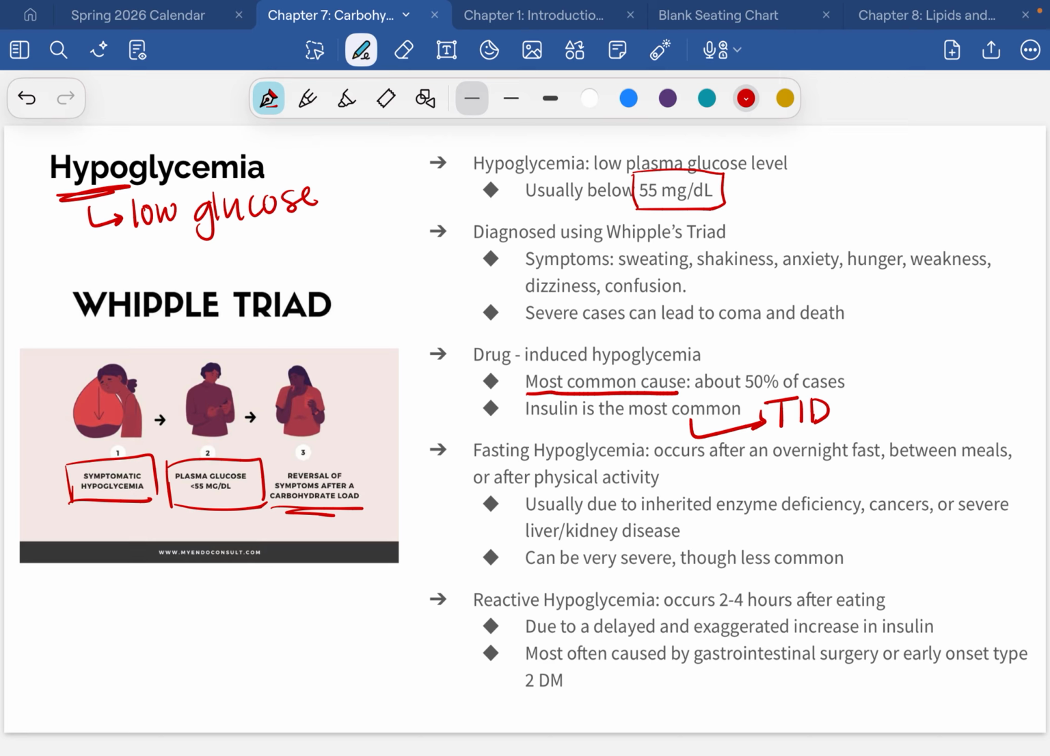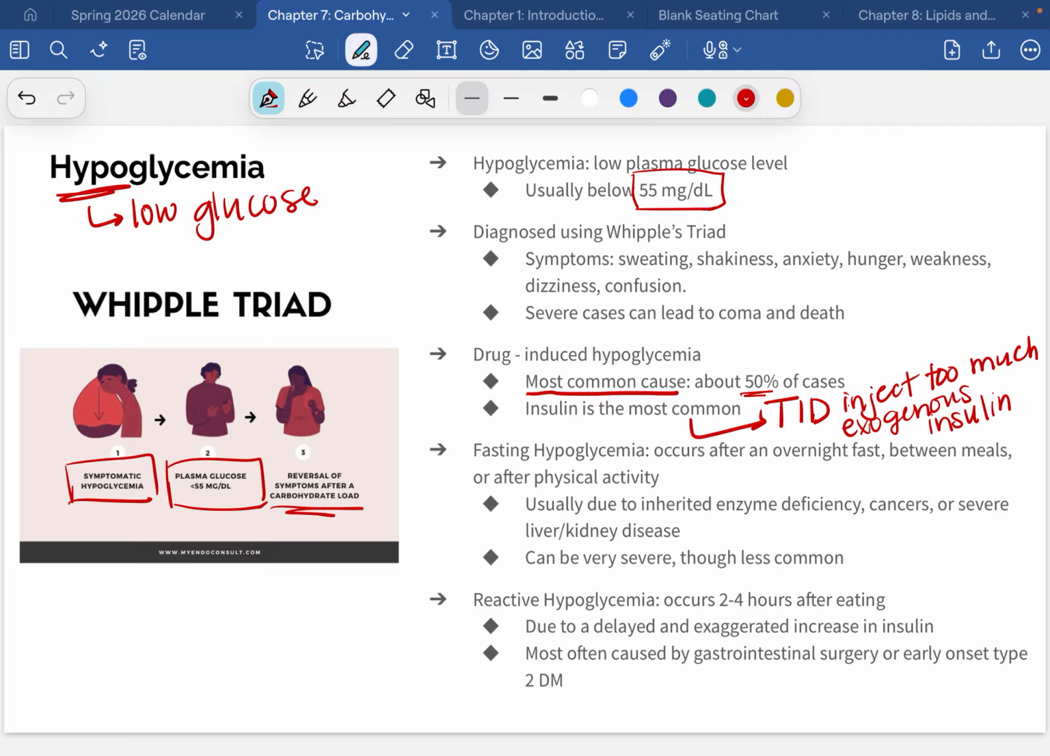And so the most common cause of hypoglycemia is injecting too much insulin. A person, usually somebody with type 1 diabetes, will inject too much exogenous insulin, so insulin from outside of the body, which will cause their blood sugar to drop too much. Like I said, that's by far the most common. It's about 50% of all cases of hypoglycemia.